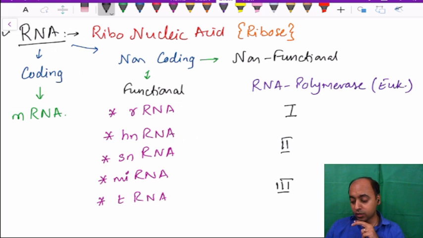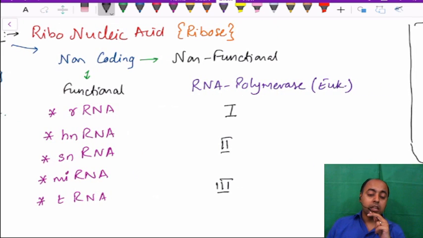Here, I'll quickly tell you that in prokaryotes, there is a single RNA polymerase. In eukaryotes, we have RNA polymerase 1, 2, and 3. But when we go to DNA polymerase, in the prokaryotes it is of 3 types: 1, 2, and 3. And in the eukaryotes, we have multiple types of DNA polymerase: alpha, beta, delta, epsilon, gamma, like that. We have a large number of DNA polymerases in the eukaryotes, so don't get confused between the two. RNA polymerase in prokaryotes is single, DNA polymerase in prokaryotes is 3. RNA polymerase in eukaryotes is 3, and DNA polymerases in the eukaryote are multiple in number.